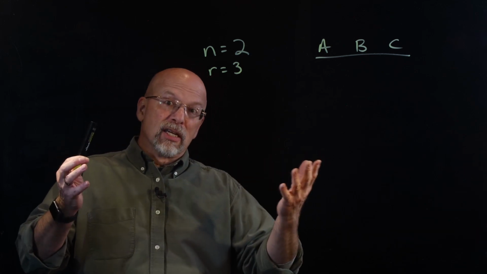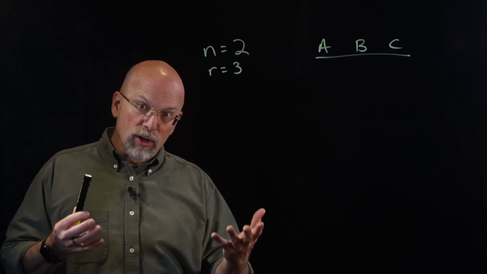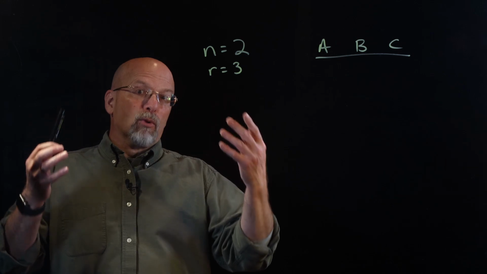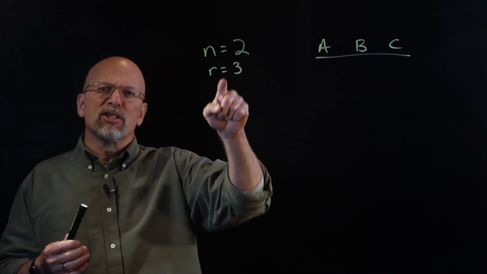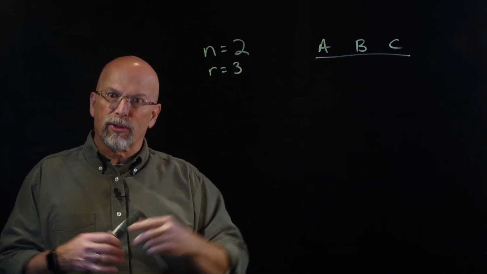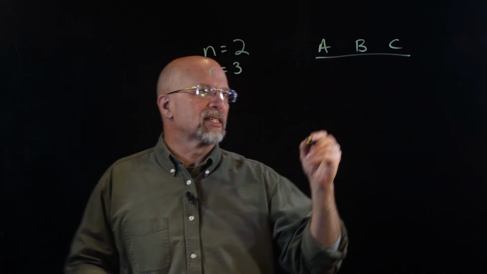Any combination, or excuse me, if we have an order, a specific order, but we can repeat, then we had n to the r. So 2 to the 3. 2 to the 3 gives us 8. Let's go ahead and list these out.